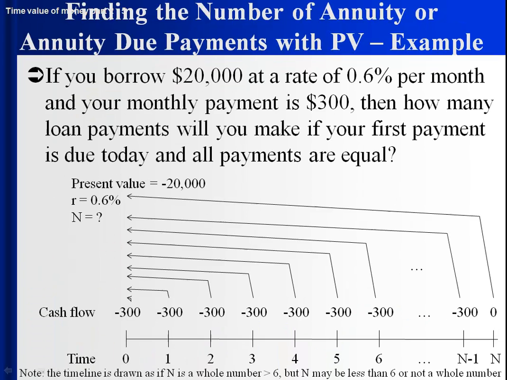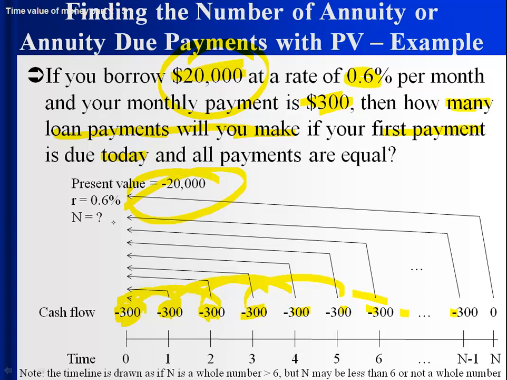So let's take a look at an example. You borrow $20,000, at a rate of 6/10 of a percent per month. Your monthly payment's $300. So every month you're going to pay $300. Your first payment's due today, so 300, 300, 300 for as long as you need to. And the question is, how many loan payments will you make? And so basically what we're looking for, since we're borrowing 20, is how many of these payments do we need such that their present value is equal to negative 20,000.